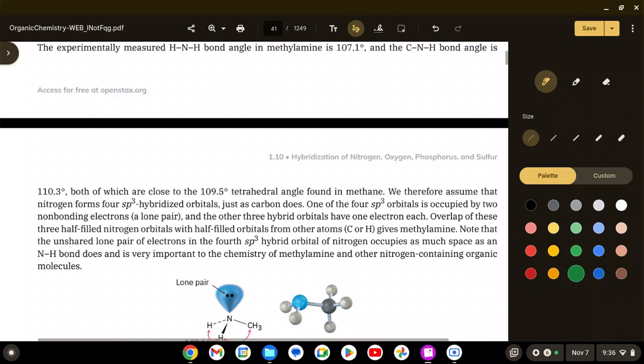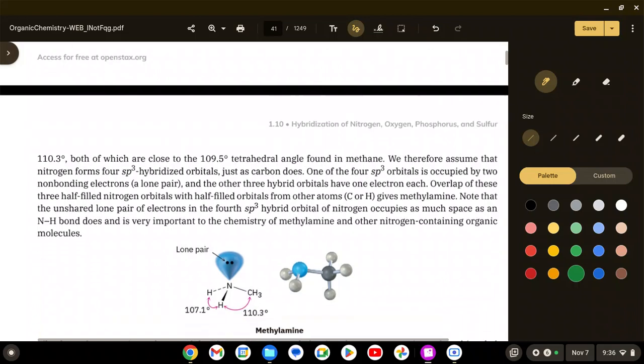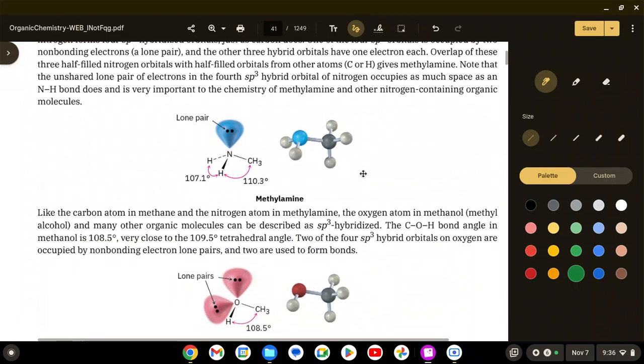Note that the unshared lone pair of electrons in the 4th sp3 hybrid orbital of nitrogen occupies as much space as an NH bond does, and is very important to the chemistry of methylamine and other nitrogen-containing organic molecules. And so it's just showing that the nitrogen is actually in the same configuration as methane. However, instead of hydrogen being on top of it, you have a lone pair of electrons. And so if I were to draw this, there's a lone pair just kind of hanging out right up there.